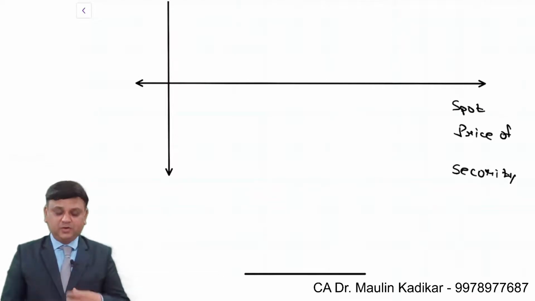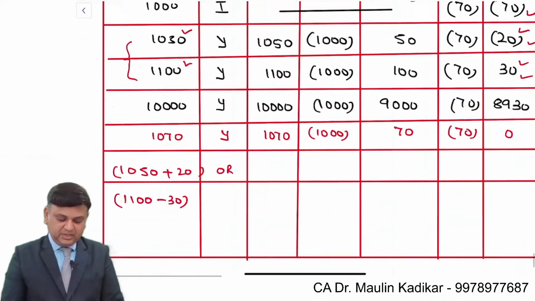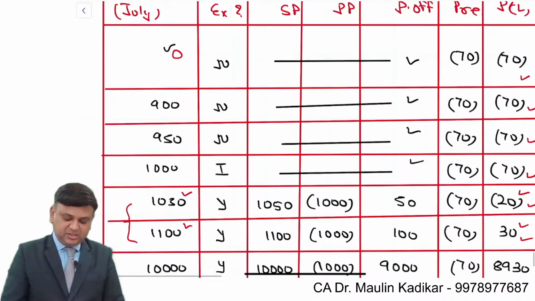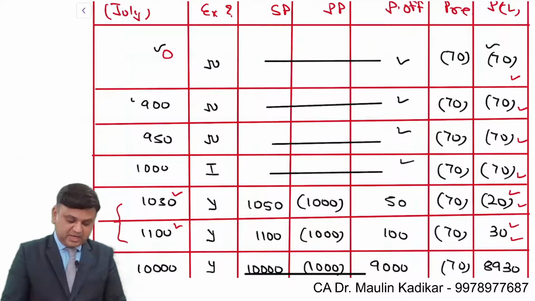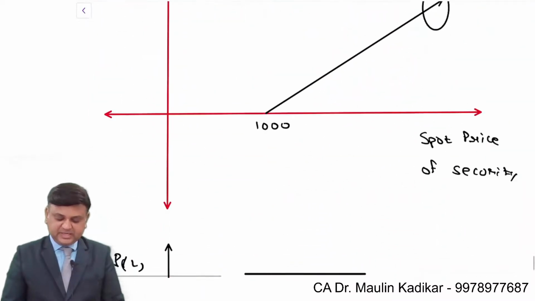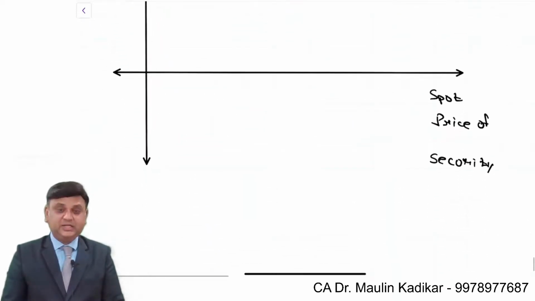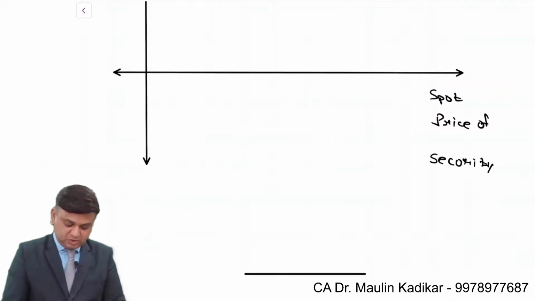In case of the profit or loss, what will happen? Let us see. When the spot price is 0, there is a loss of 70 rupees. At 900, a loss of 70. At 950, a loss of 70. At 1000, 70. So we understand that till the time the spot price of the security is 1000, there is a loss of 70 rupees. So over here I try to draw the diagram like this.